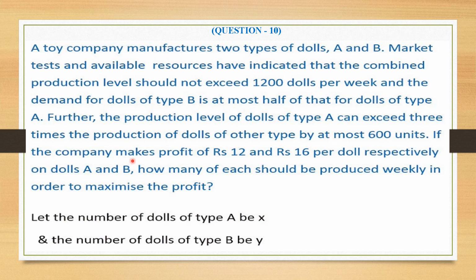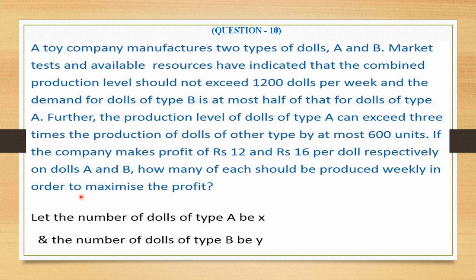If the company makes a profit of rupees 12 and rupees 16 per doll respectively on dolls A and B, how many of each should be produced weekly in order to maximize the profit? So the profit function is to be maximized, and it is very clear from here that I'll get z as 12x plus 16y.